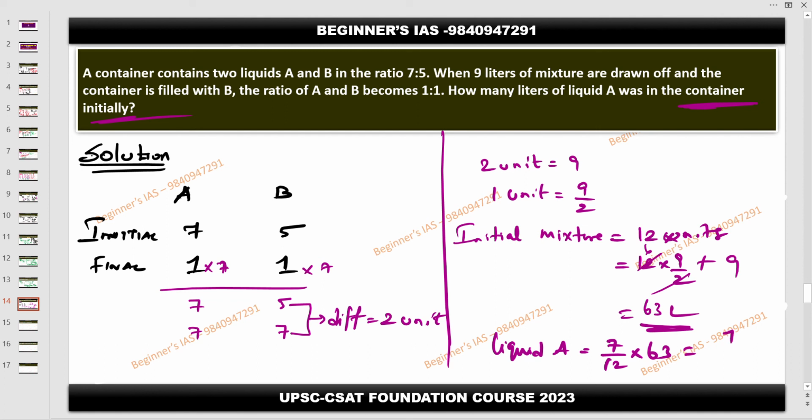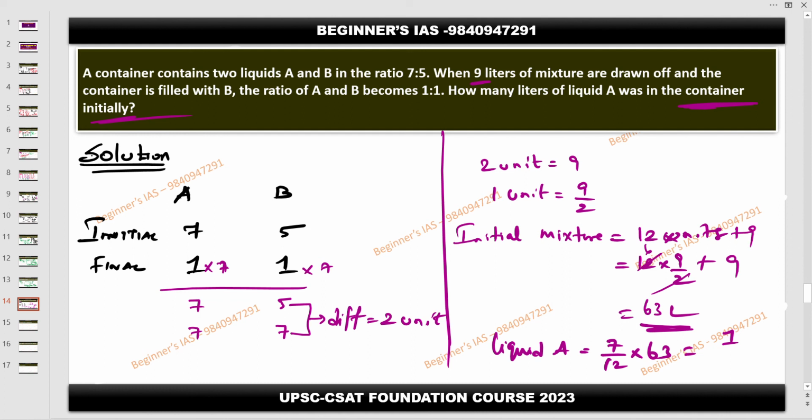The question says 9 liters of mixture are drawn off, and then the container is filled with B. You need to add to find the initial mixture. From the initial mixture only you are drawing out. Then what would be the initial mixture? That 9 liters will be there with respect to the initial mixture. Understood? Clear?